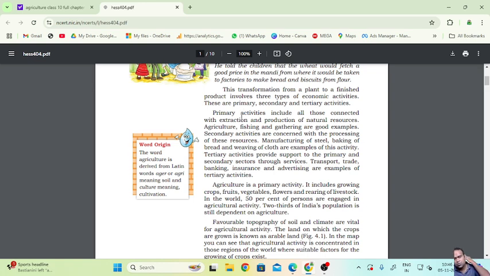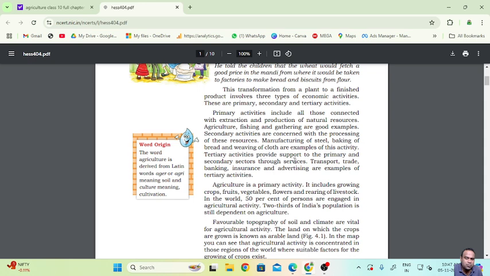Primary activities include all those connected with extraction and production of natural resources. Agriculture, fishing, gathering are good examples. Secondary activities, what are those? Secondary activities are concerned with the processing of these resources. Manufacturing of steel, baking of bread, weaving of cloth are examples of this activity.